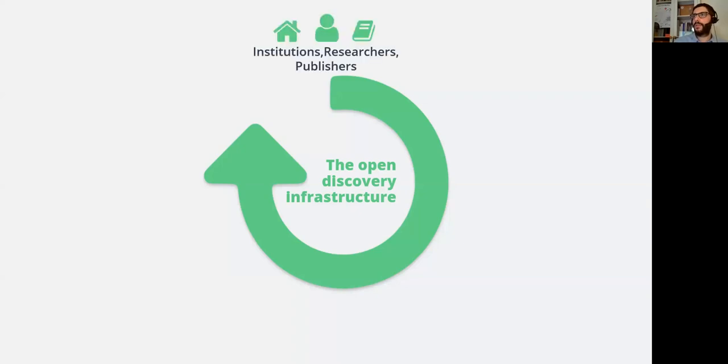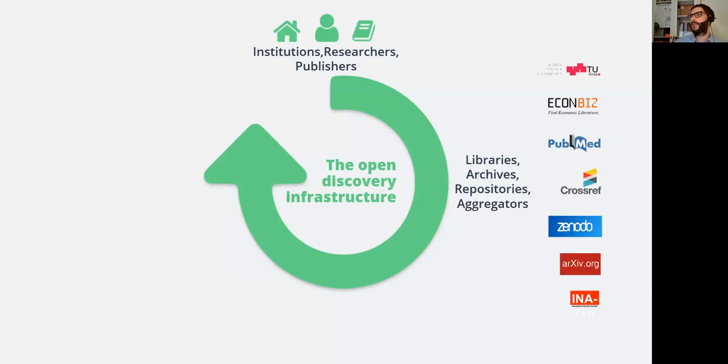In the beginning, we have the institutions, researchers, and publishers, and they now contribute to libraries, archives, repositories, and aggregators. So on the right-hand side, you can see a few examples, but there are hundreds, thousands out there of them, probably tens of thousands. Probably also your institution, your repository already could be listed there, because the only thing that you need to be a part of the open discovery infrastructure is an open data interface at the end of your repository. That is then used by the meta aggregators such as OpenAIRE, Core, Base, or Wikidata, and they create now massive indices of that scientific knowledge.